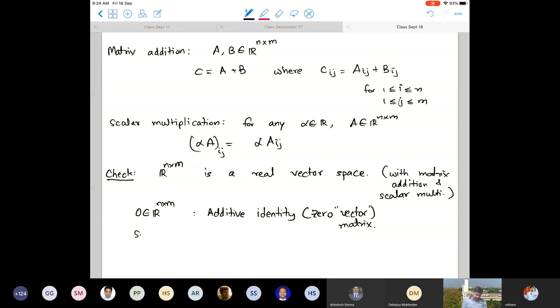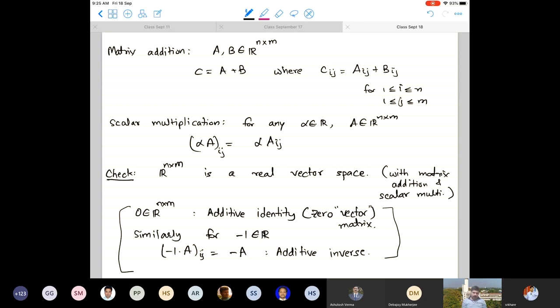Similarly, for -1 belonging to R, -1 into A, the scalar multiplication, I will denote it as -A. So basically minus A is you take the negative of every entry. So this is the additive inverse, correct? So what does that mean? A minus A is equal to 0. That's what it means. So minus A is an additive inverse of A. These are the important observations in this vector space.